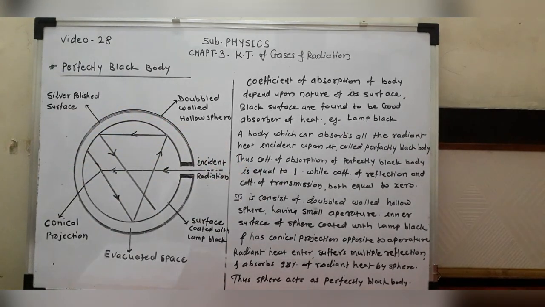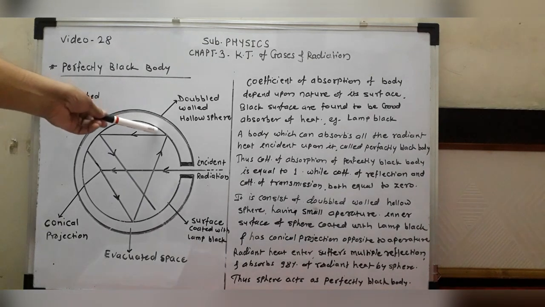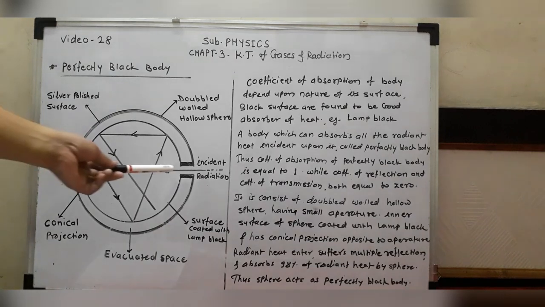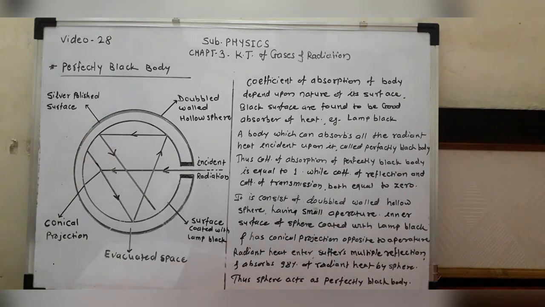Now we have to see the explanation of how the double walled hollow sphere acts as a perfectly black body. This perfectly black body consists of a double walled hollow sphere, as shown in the figure. There are two walls, but they are hollow. It has a small aperture, and the inner surface of the sphere is coated by lamp black, which is also shown in the figure.